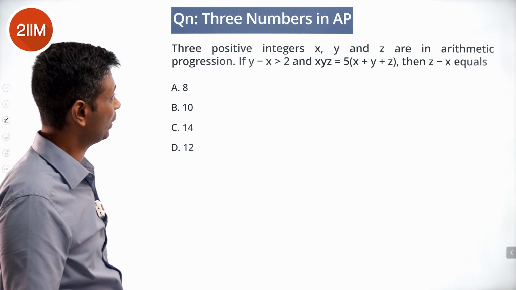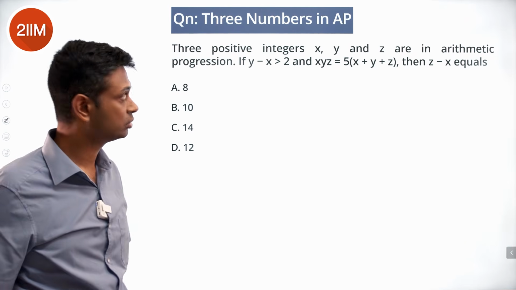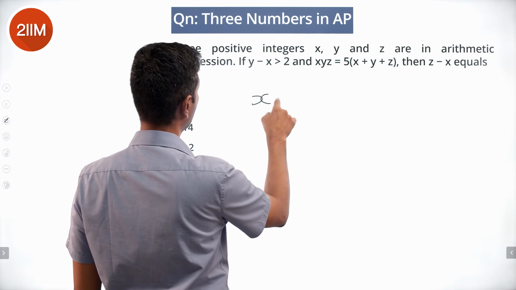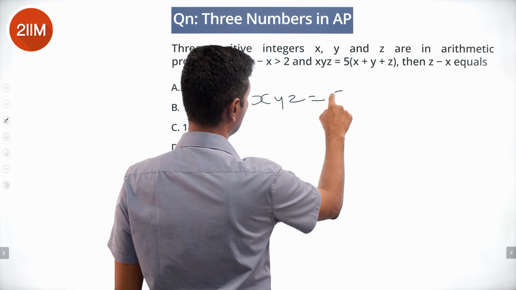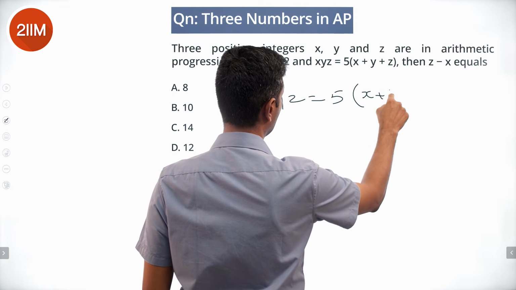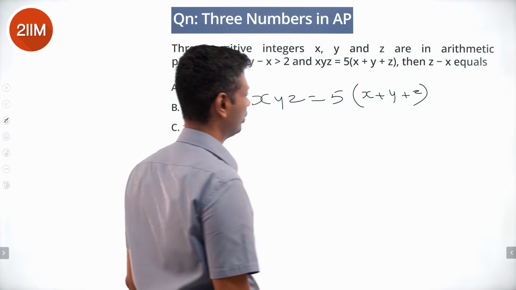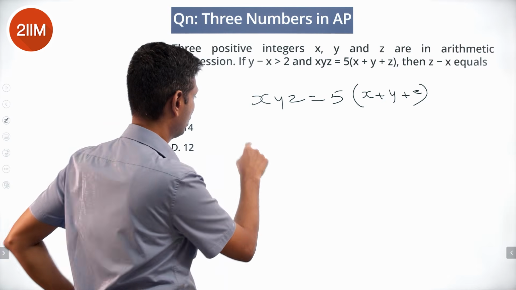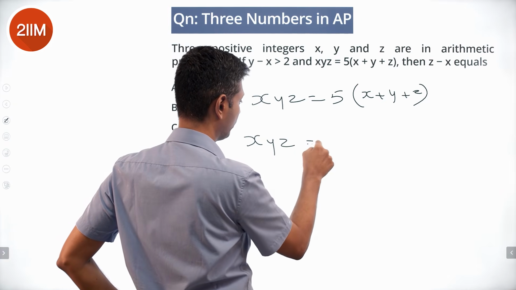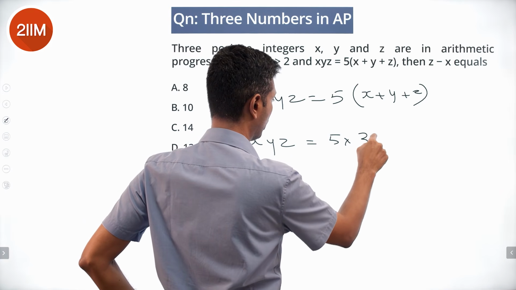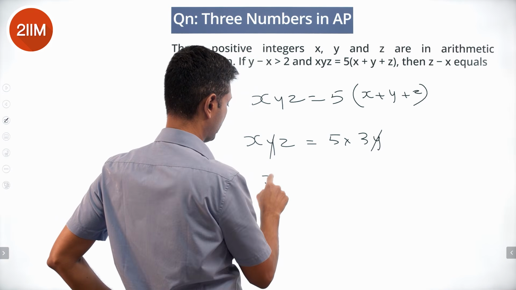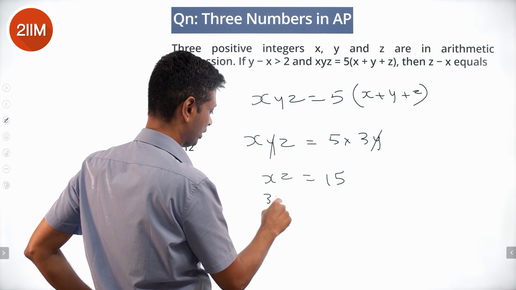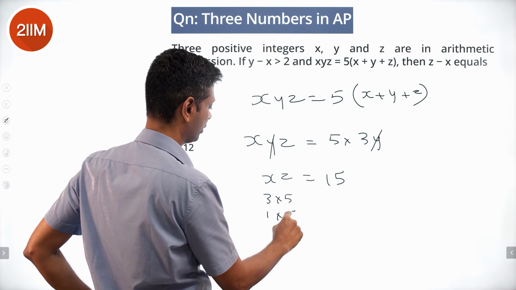3 positive integers x, y, and z are in arithmetic progression. Very nice. If y minus x is greater than 2, and x times z equals 5 times x plus y plus z. X plus y plus z is 3y, middle term times 3. It can be y minus d, y, y plus d. So x, z is 5 into 3y, or x into z is 15. It could be 3 into 5 or 1 into 15.